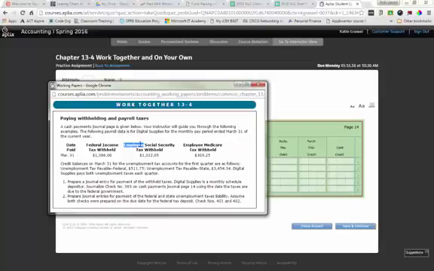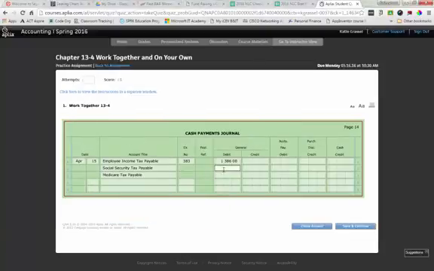So I'm going to take that $1,322.05 and add it together, and then I am going to get $2,644.10. Does everyone see how I got that number? I'm going to do the same thing for Medicare. $309.25 plus $309.25 gives me $618.50.